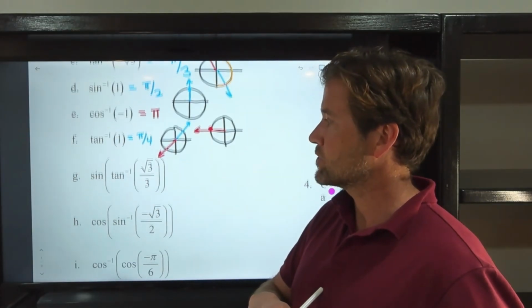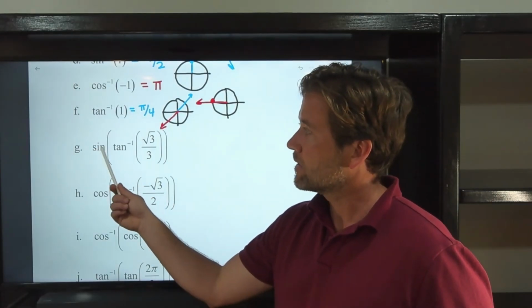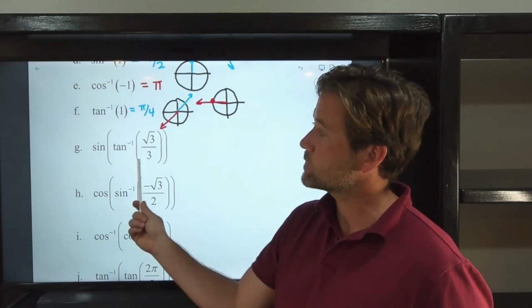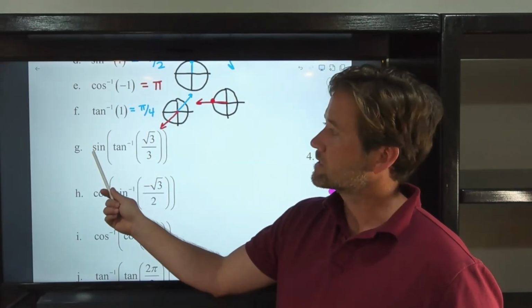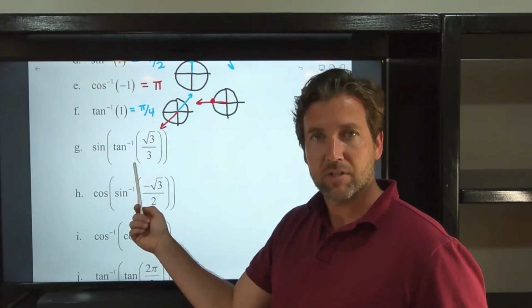Now, in parts G and H, I can see that I have sine here, and this will be sine. You take the sine of angles, so this arctangent will output an angle, and the sine of this angle will represent the y coordinate where this angle intersects the unit circle.